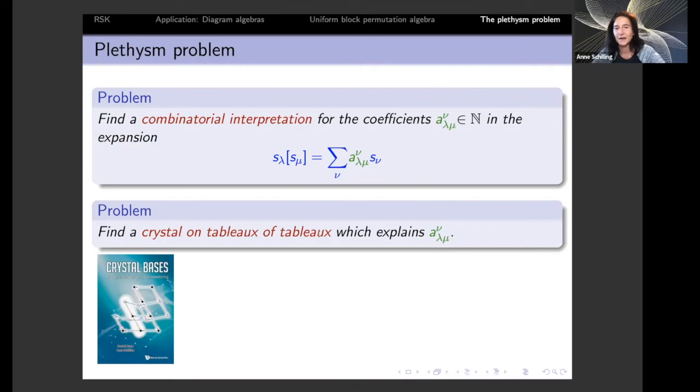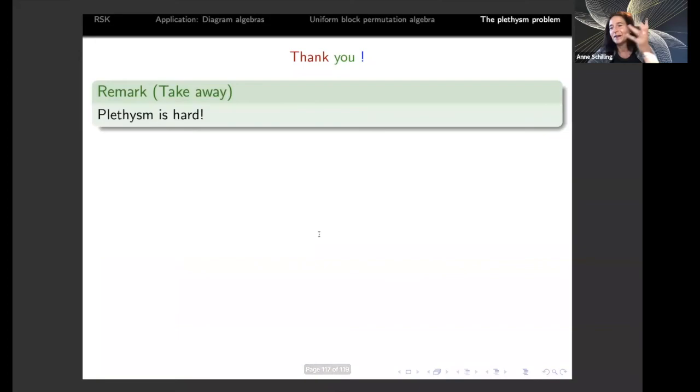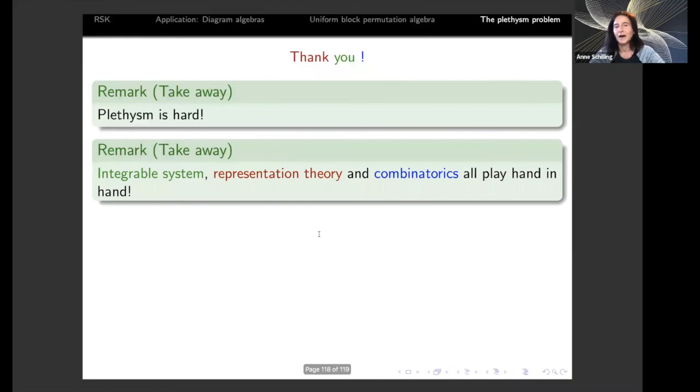And yeah, thank you very much. Just as a takeaway, plethysm is actually a hard problem, but you can use some representation theory to get some explanations. And the other takeaway, I hope, from my talks will be that combinatorics, representation theory, and integrable systems, they all play together. And as we've seen from many of these nice lectures presented in these 3 weeks, you can learn a lot from one of these to get insights into another one of these problems.